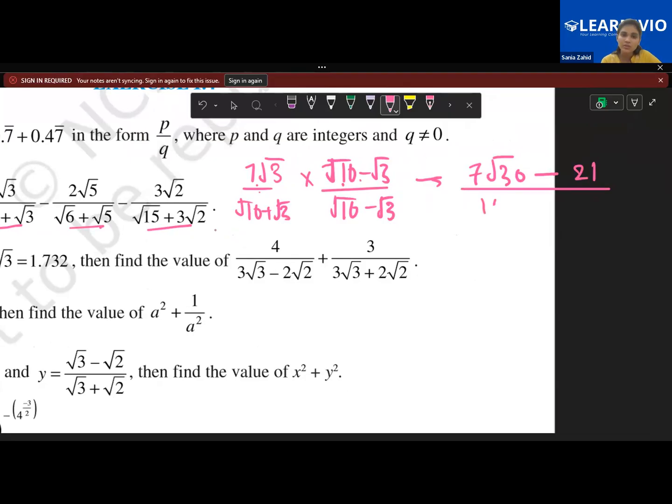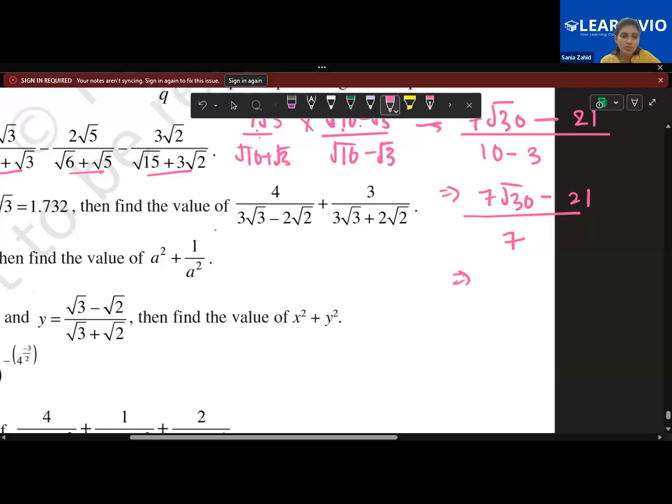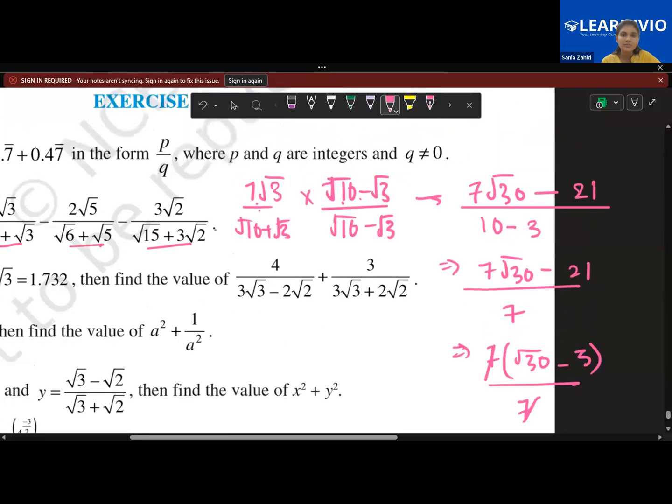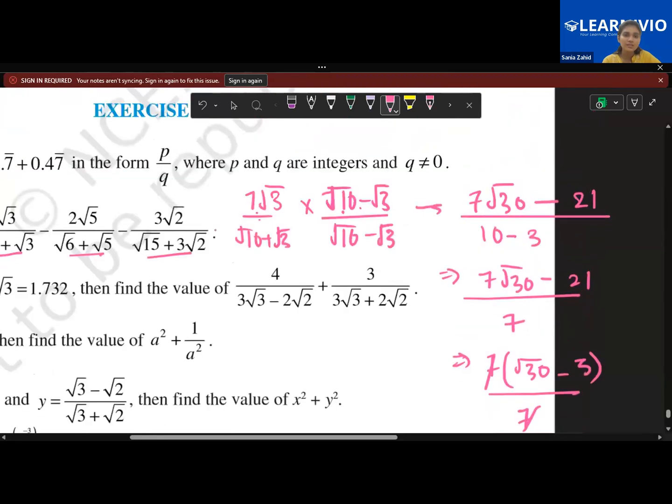So a square becomes 10, b square becomes 3. So the answer is how much? 7 root 30 minus 21 divided by 7. Now children, you see one thing over here: can I take 7 common from the numerator? 7 comes out as the common number, root 30 minus 3, divided by 7. So 7 and 7 cancelled. So the answer is root 30 minus 3. So the first term is simplified like this.